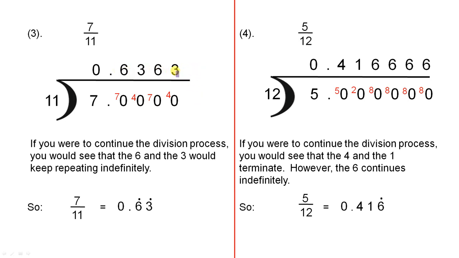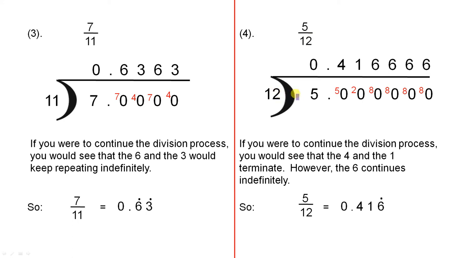So we have a pattern now. If you were to continue the division process, by putting more zeros down, you would see that the 6 and the 3 would keep repeating indefinitely. So 7 over 11 equals 0.63, with a dot over the 6 and a dot over the 3, which means 0.63636363. That's what that means. So that's all we have to write. Last example, 5 over 12.